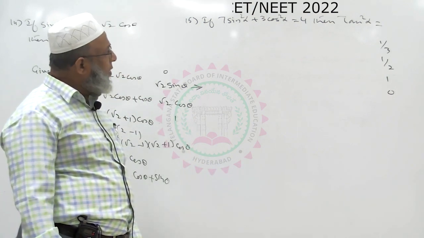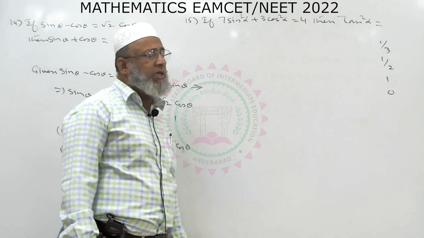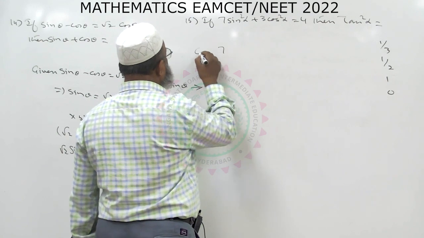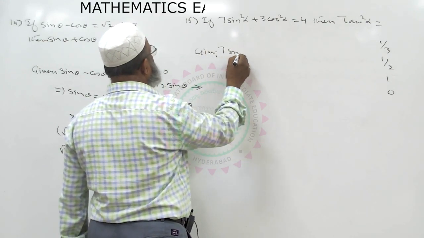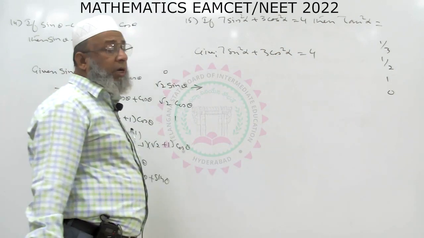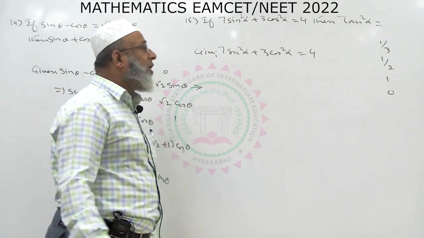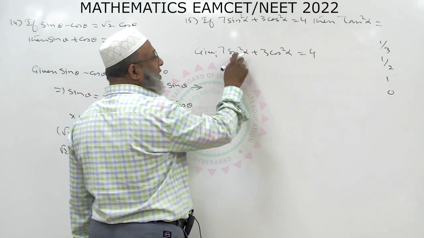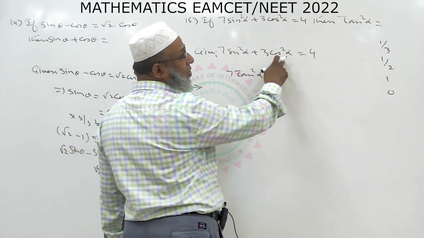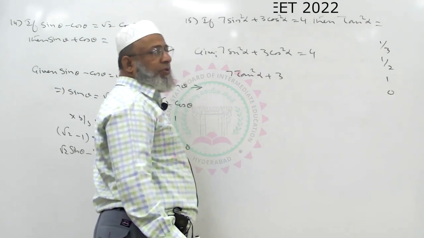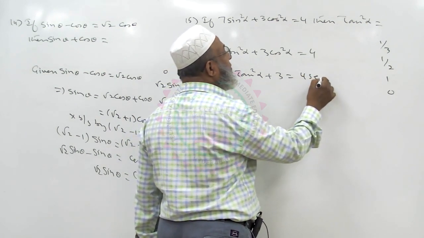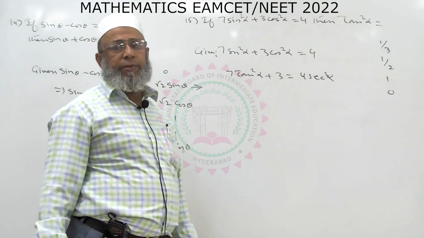7 sin square alpha plus 3 cos square alpha is equal to 4. He has given this, and he asked me to find the value of tan square alpha. So, given 7 sin square alpha plus 3 cos square alpha is equal to 4, I am dividing both sides of this equation by cos square alpha. So, it gives me sin square alpha by cos square alpha, which is nothing but 7 tan square alpha. Cos square alpha cancels, which gives me 3 only, is equal to 4 by cos square alpha, which is nothing but 4 sec square alpha. Right?